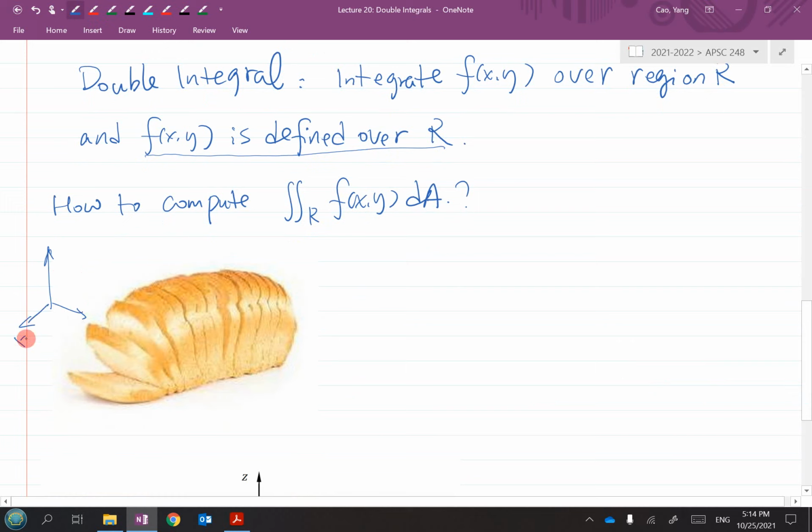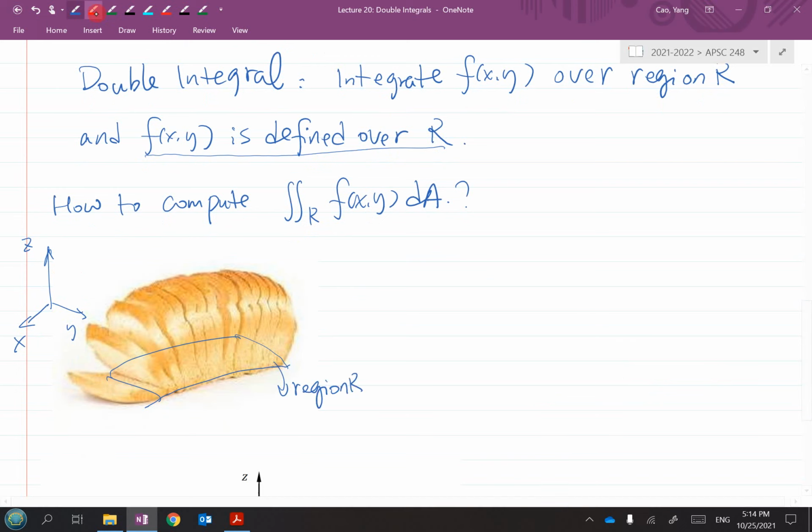Now, what we could do is make an analogy here. Let's say this is x, y, z. So you put this loaf of bread into the xyz coordinate system. Then assuming the bottom of this loaf of bread is in the xy plane, so assuming the bottom here is your region R.